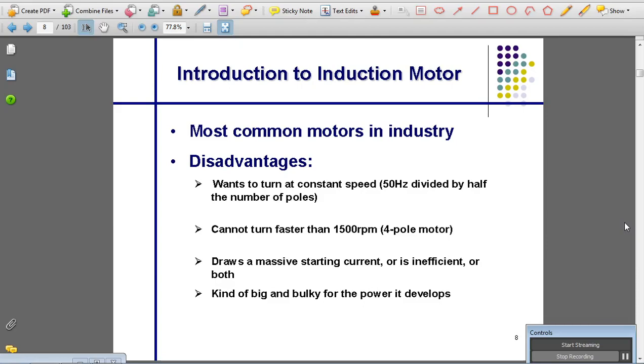It draws a massive starting current, or is inefficient, or both. This is a typical problem for induction motors. Therefore, we have to apply a starting technique for induction motors.